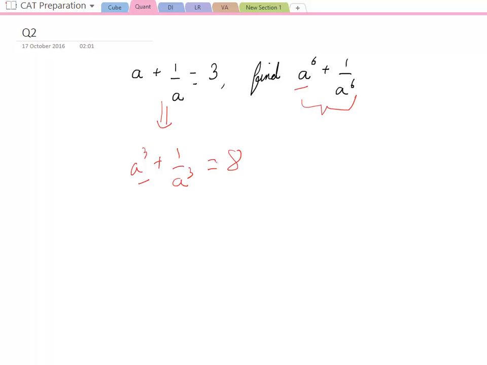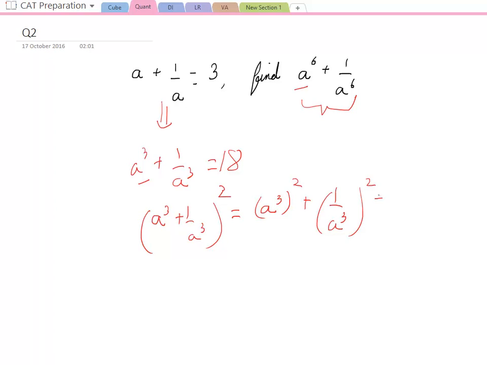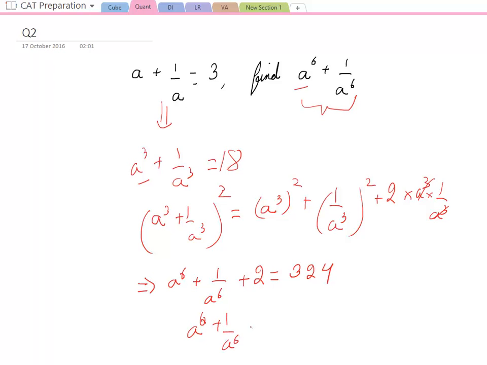So we found that a cube + 1/a cube is equal to 18 in the previous question. You just square both sides. So when we square (a cube + 1/a cube), it becomes (a cube) square + (1/a cube) square + 2 into a cube into 1/a cube. And these two terms cancel each other. So we get a to the power 6 + 1/a to the power 6 + 2 equal to 324. And from here you can get a to the power 6 + 1/a to the power 6 equal to 322.